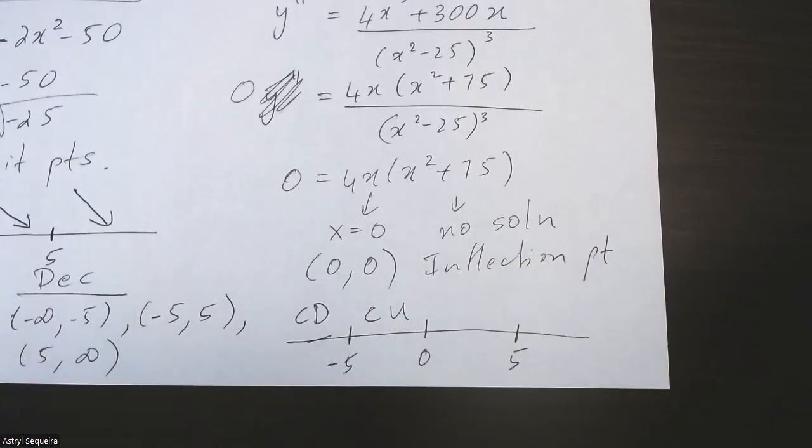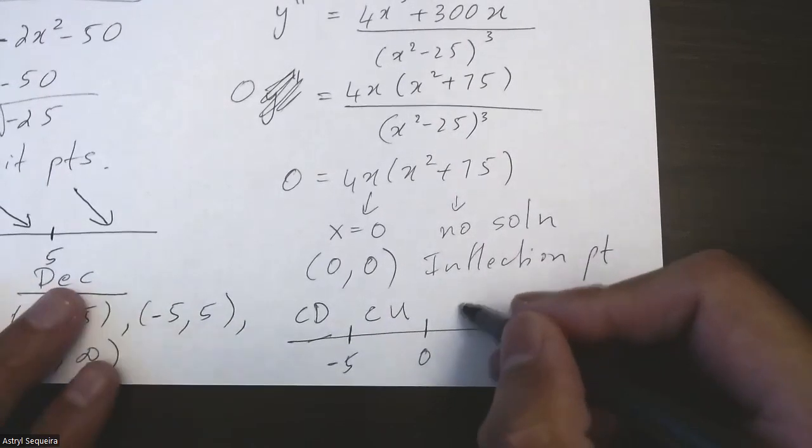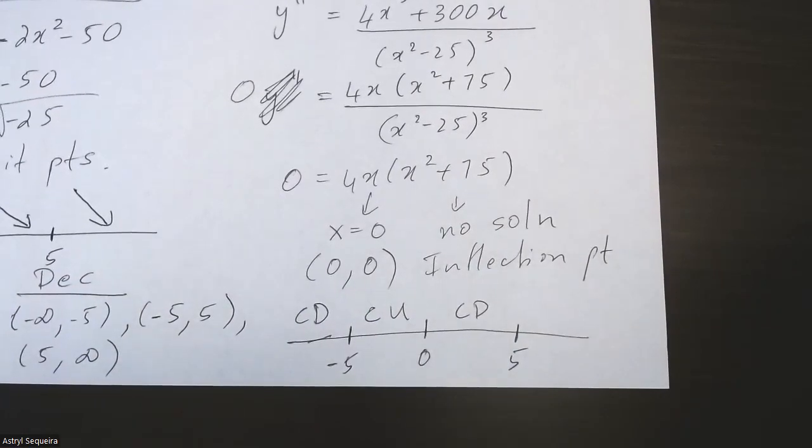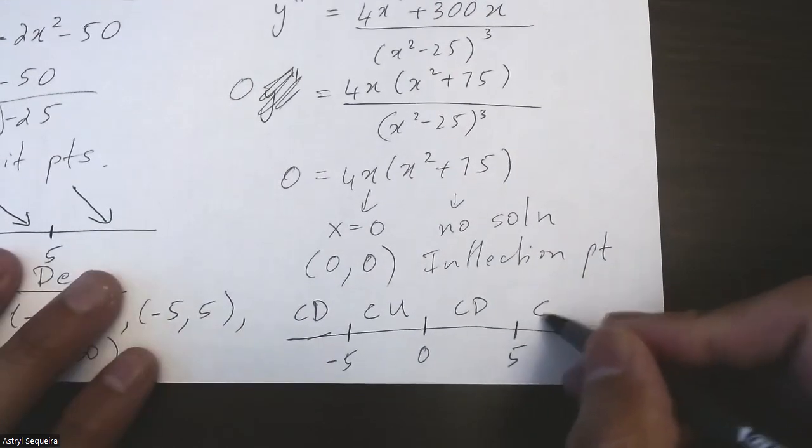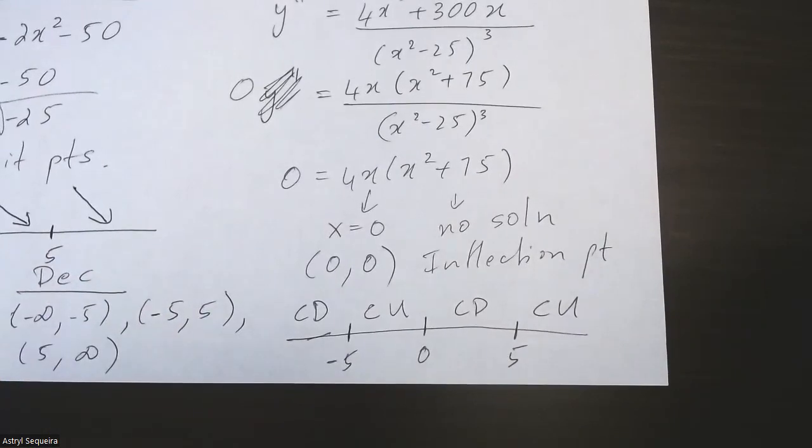Now sub in positive 1 over here. Get a negative value again. So this is concave down. And last, I'll sub in positive 6. And I'm assuming this is going to give me a concave up value. And I will check it in the calculator. And that is right. I get a positive value. So this is concave up.